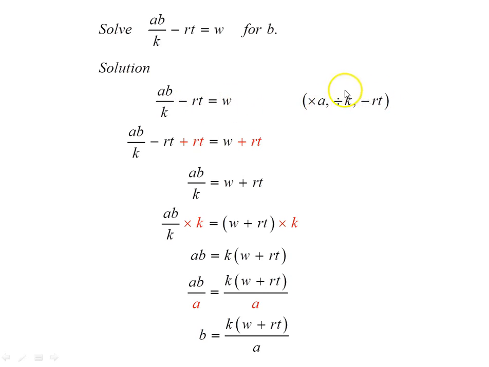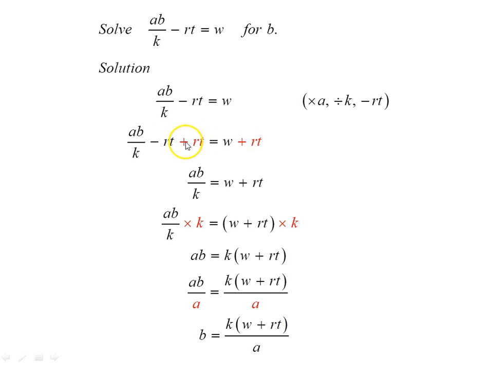So here's the operations here. When we work backwards through this equation to get b by itself, we're going to have to unpack it, and the last thing we did was subtract rt. So the first thing we get rid of is minus rt. The inverse operation for minus the product rt is to add the product rt. Minus rt plus rt cancels out, 0, leaving us with ab over k on the left, and on the right-hand side we have w plus rt.